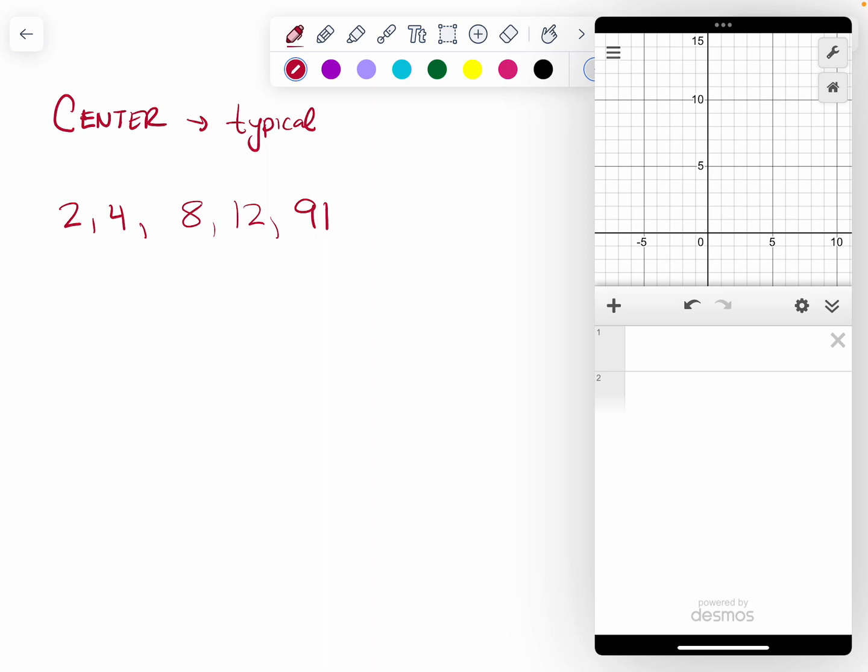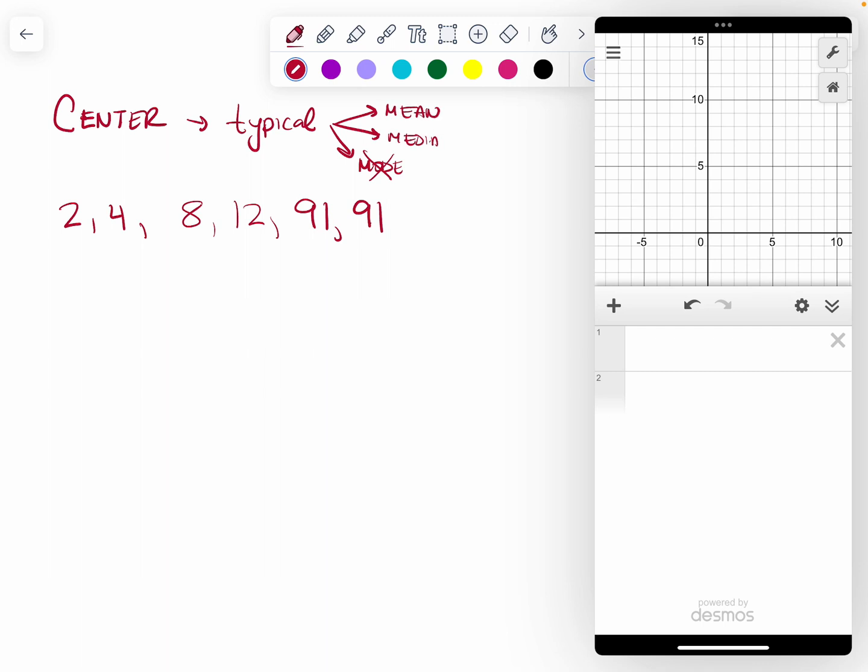A typical description would be mean, median, and mode. And we hardly ever use mode. We've talked about why in class before. Remember, if there were two 91s there by accident, the mode, the most, would be 91. And I wouldn't say that between 2, 4, 8, 12, and 91, that 91 is what's typical of the group. So we hardly ever use mode. The ones we're more likely to use are the mean or median.